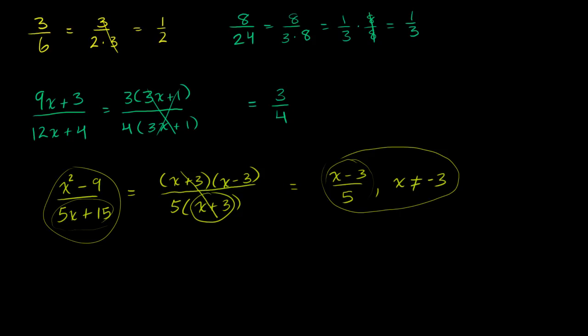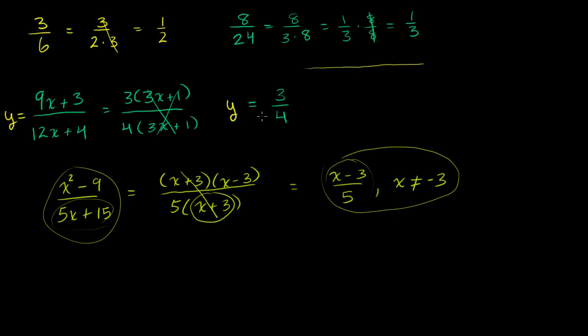And so likewise, over here, if this was a function, let's say we wrote y is equal to 9x plus 3 over 12x plus 4, and we wanted to graph it. When we simplify it, the temptation is, oh, we factored out a 3x plus 1 in the numerator and the denominator. They cancel out. The temptation is to say, well, this is the same graph as y is equal to the constant 3/4, which is just a horizontal line at y is equal to 3/4.